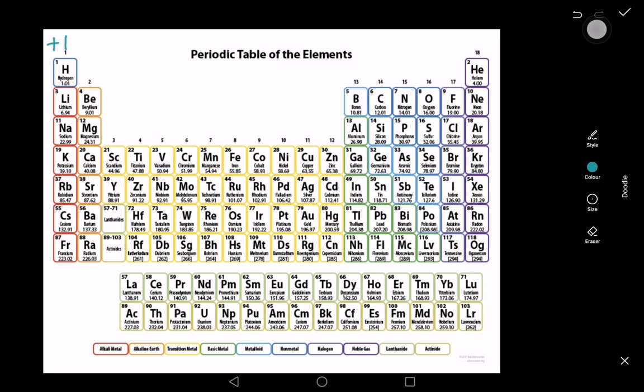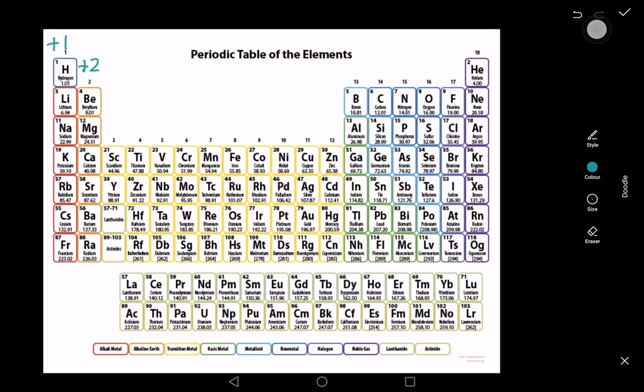Group 2 has two valence electrons. So that means they need to lose 2 electrons in order to be stable. That means the charge is positive 2. So that means magnesium 2 plus, calcium 2 plus, barium 2 plus.